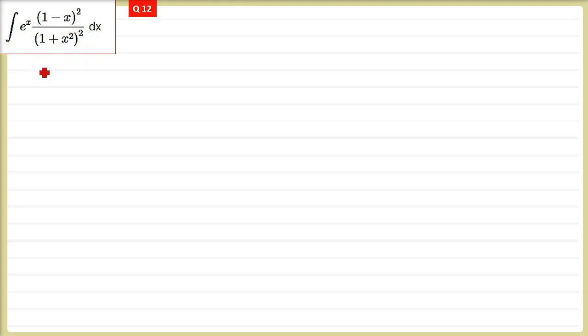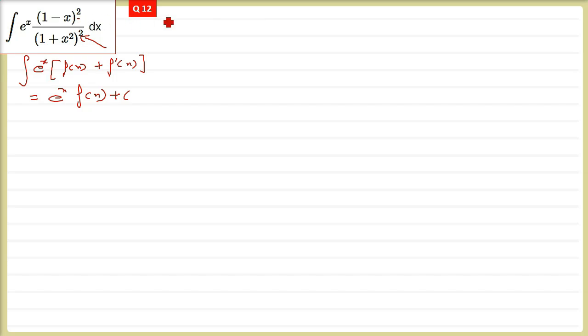Now this exercise needs a relationship to comprehend the question. That means we need to have e^x [f(x) + f'(x)]. If this relates to our question, we can directly write e^x f(x) + c. So we need an f(x) from here, but right now this is just one function. We need f(x) plus f'(x), that is a function along with the differentiation of that function. So let's start from here.